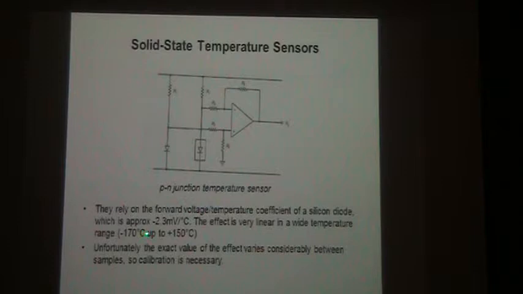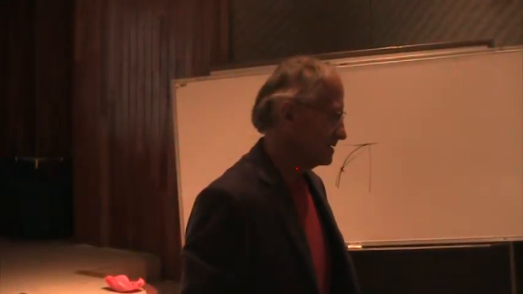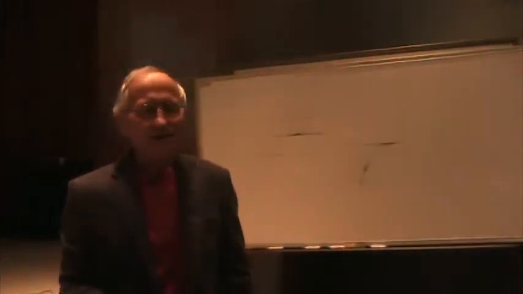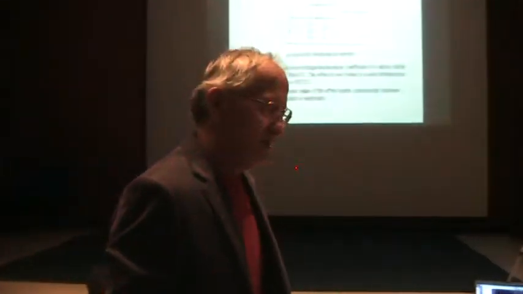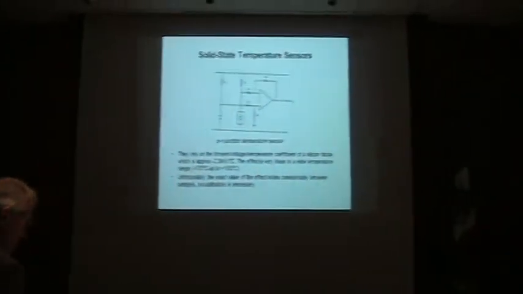So we can get, in the case when the device operates in a forward bias, we can get strong output signal. Now, from Schottky equation, we can calculate that P-in junction temperature sensitivity for forward biased junction is minus 2.3 millivolt per degree centigrade. This theoretical value matches very well experimental value, but even if it's like this, we have to calibrate this sensor individually to get a good result. Calibration is necessary.